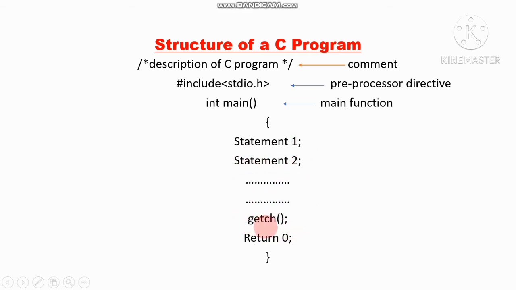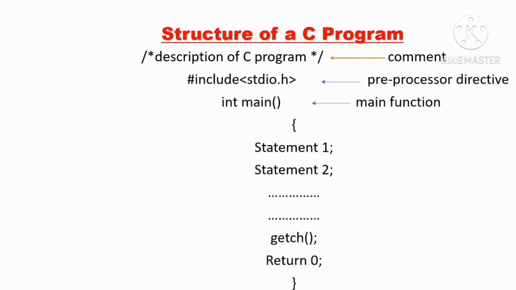Next is getch, that means get character. Ch means character. This is the get character function. This function is used to halt your output screen. So for halting the output screen, the get character function is used.